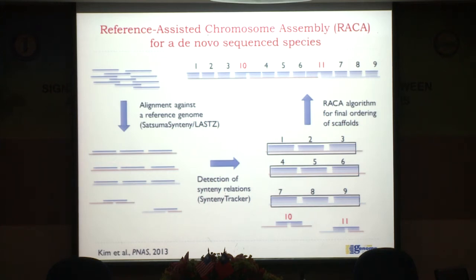and these are very standard methods now. You can use LASTZ, you can use Satsuma Synteny from Eric Lander's group at MIT. And you basically can take the scaffolds, create the synteny blocks, and then RACA is a sort of post-assembly method. It's a way of taking a primary assembly of scaffolds and then correctly ordering and orienting those scaffolds as they would exist on the de novo sequence genome. And that's just shown here schematically.